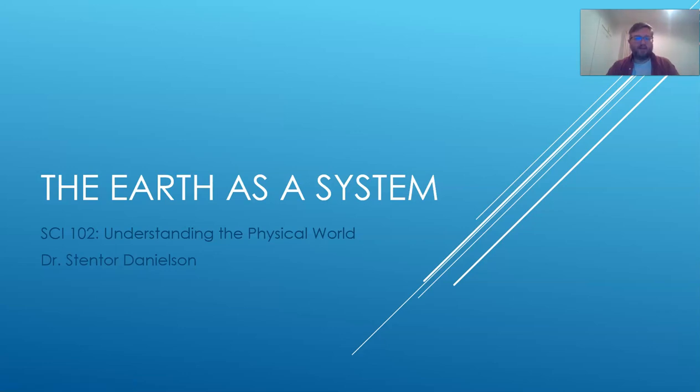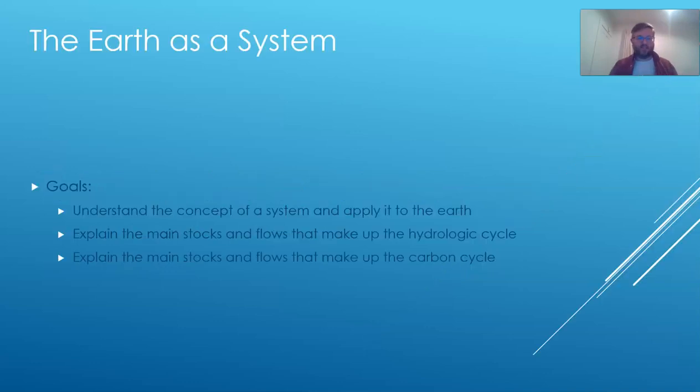This week, we are looking at the idea of seeing the Earth as a system. So our goals for this lesson are first to understand the concept of a system and to apply that to the Earth. Then we're going to look at two specific systems within the Earth. So we're going to be able to explain the main stocks and flows that make up the hydrologic cycle, and then the main stocks and flows that make up the carbon cycle.